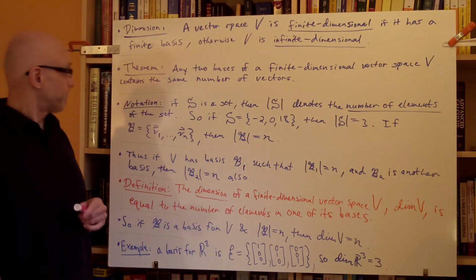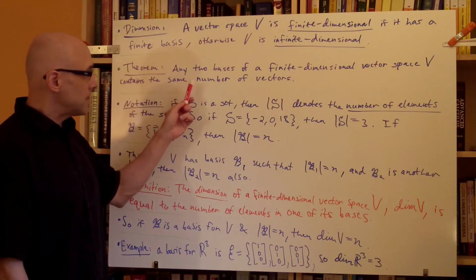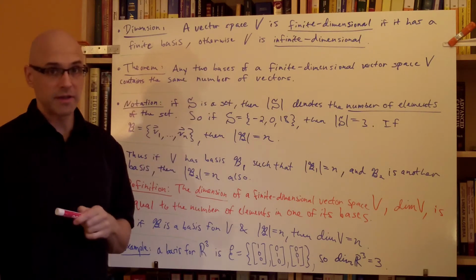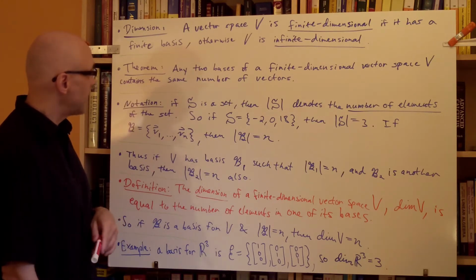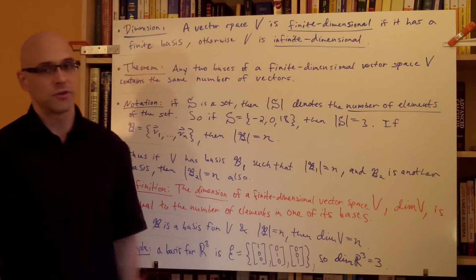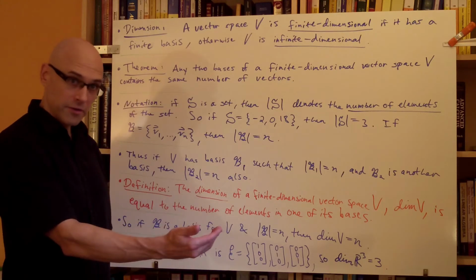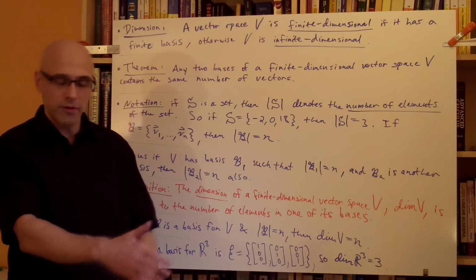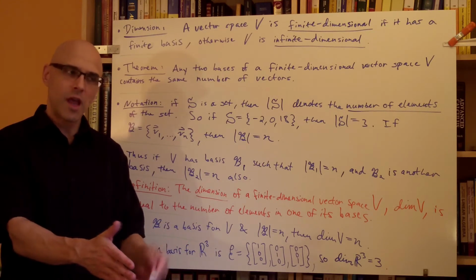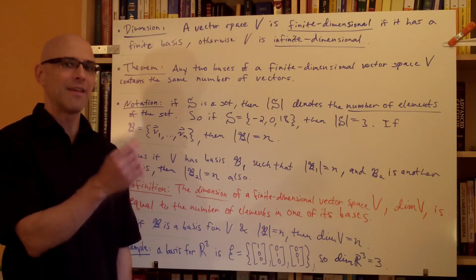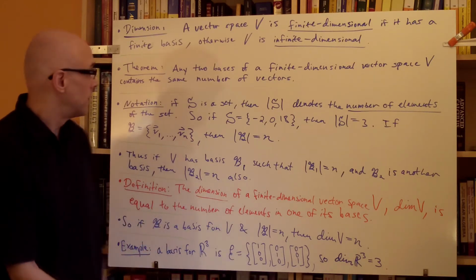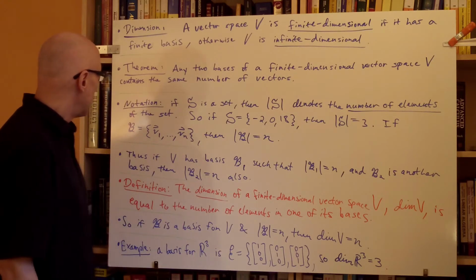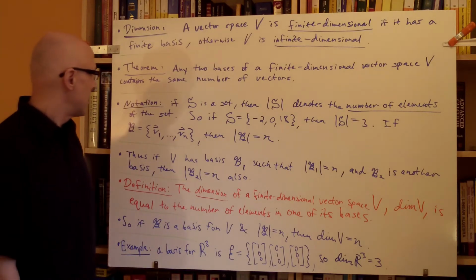Here's a theorem. Any two bases for a finite dimensional vector space V contain the same number of vectors. So if you find a basis for a vector space and it has 8 things in it, and then you find another basis for that same vector space, you can be sure that that will also have 8 things in it, no more, no less. That's really nice. So to develop this idea a little further, first some notation.